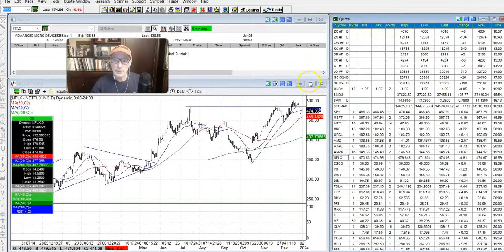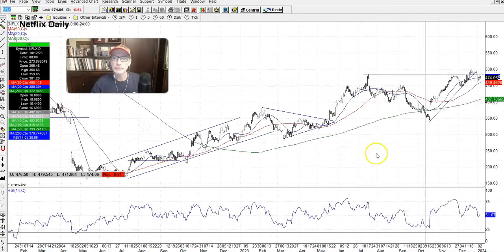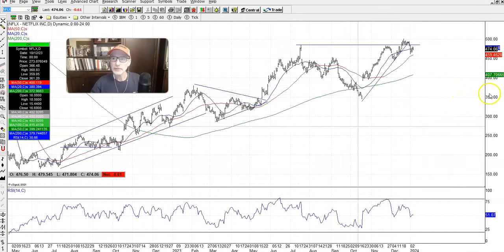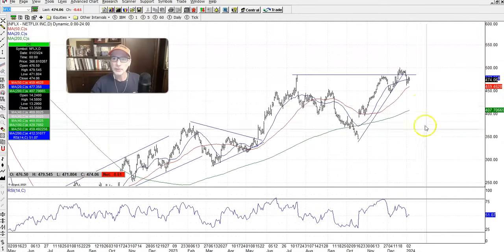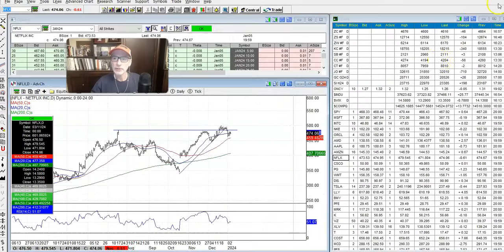Netflix. Let's look at Netflix. Just like Nvidia, you got the $500 level. It got up to it, but it fell back a little bit. But I have to believe the assault on $500 is going to be happening again. The stock's been moving up, trying to push through that resistance. So keep an eye on Netflix. Keep an eye on that $500 level.